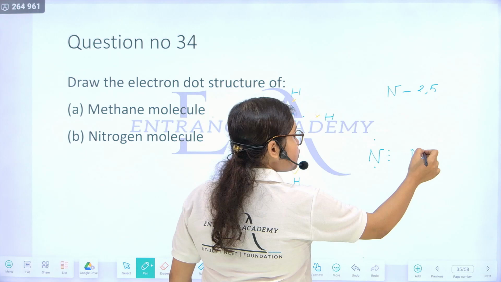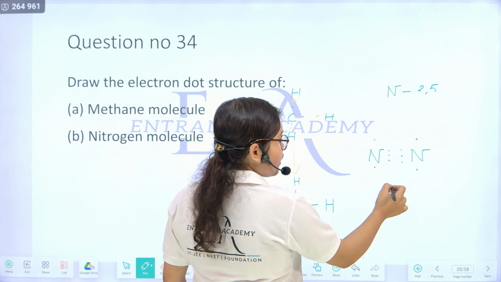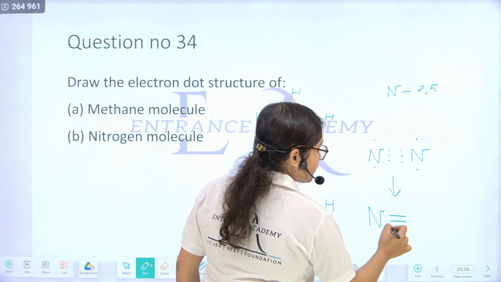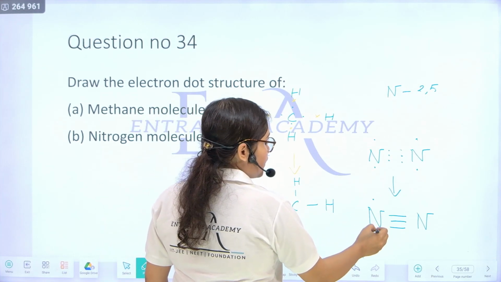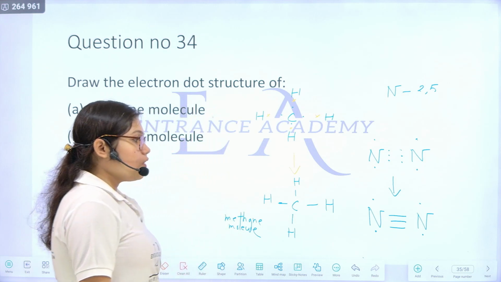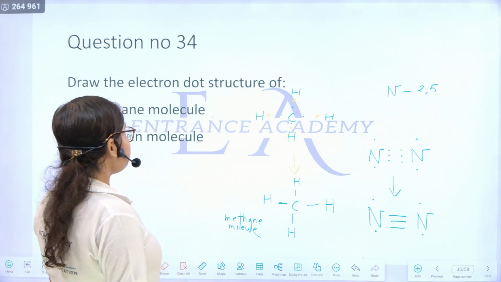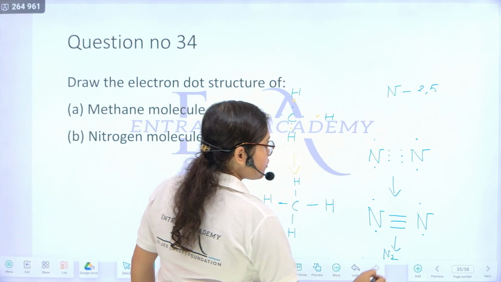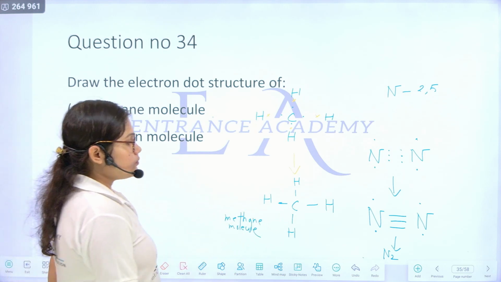So another nitrogen atom also has 5 electrons in the outermost shell, and the electron dot diagram is this. Please mention the lone pairs in all the different electron dot diagrams of different molecules, and this is the nitrogen. So this is the electron dot diagram of the nitrogen molecule and the methane molecule. Next question.